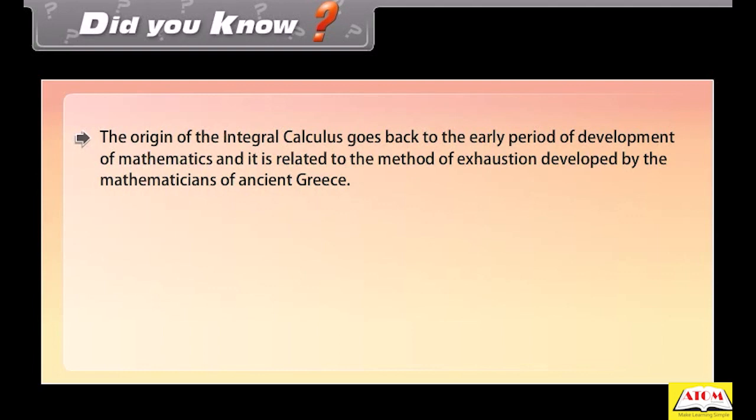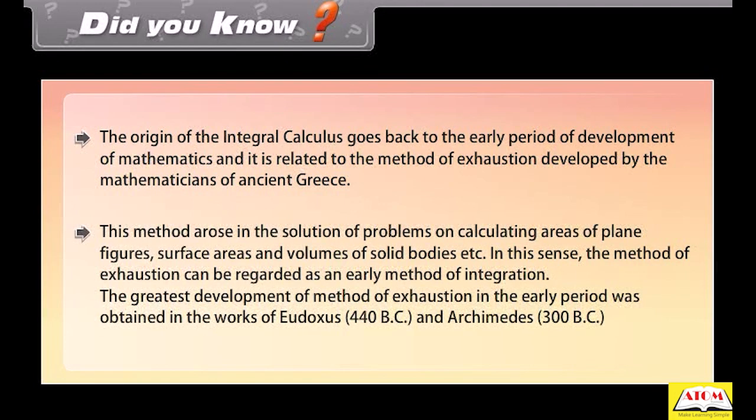Did you know? The origin of integral calculus goes back to the early period of development of mathematics, and it is related to the method of exhaustion developed by the mathematicians of ancient Greece. This method arose in the solution of problems on calculating areas of plane figures, surface areas, and volumes of solid bodies, etc. In this sense, the method of exhaustion can be regarded as an early method of integration. The greatest development of the method of exhaustion in the early period was obtained in the works of Eudoxus, 440 BC, and Archimedes, 300 BC.